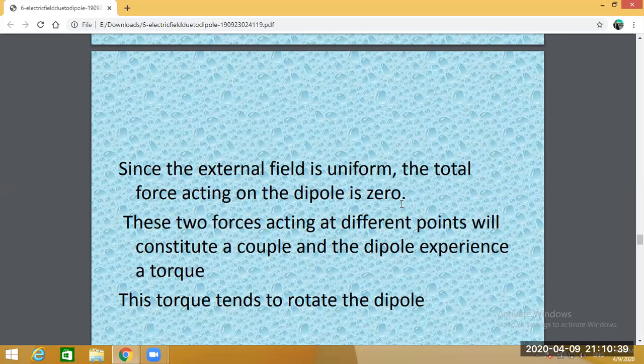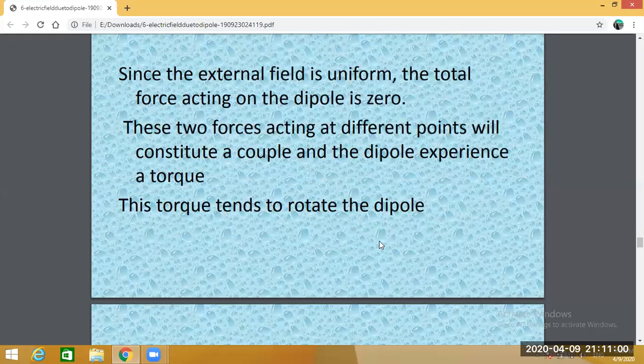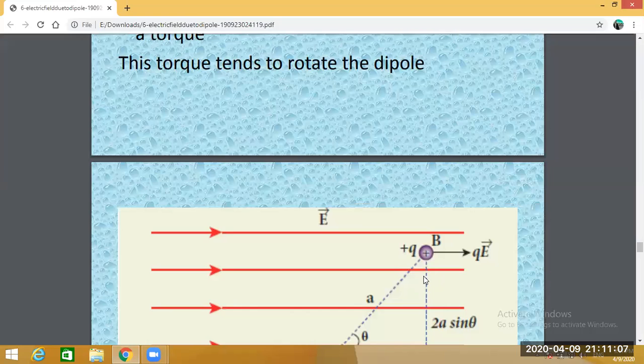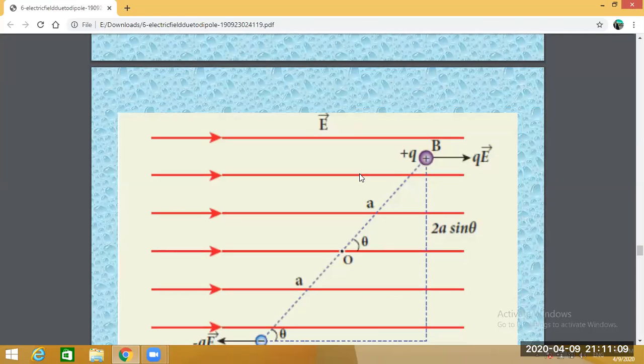So these two forces acting at different points will constitute a couple of force, and the dipole will experience a turning effect. This turning effect is known as moment of force, or we simply say torque, and this torque tends to rotate the dipole in the uniform electric field about the center of the dipole, an axis perpendicular to the center of the dipole. So this is the situation here.